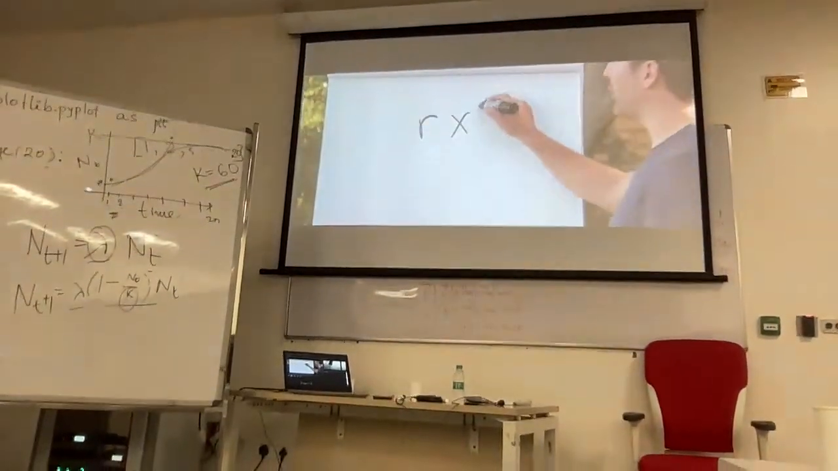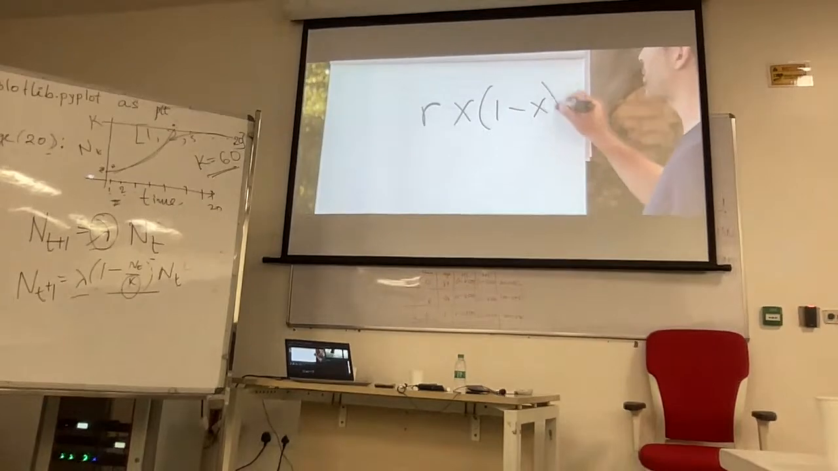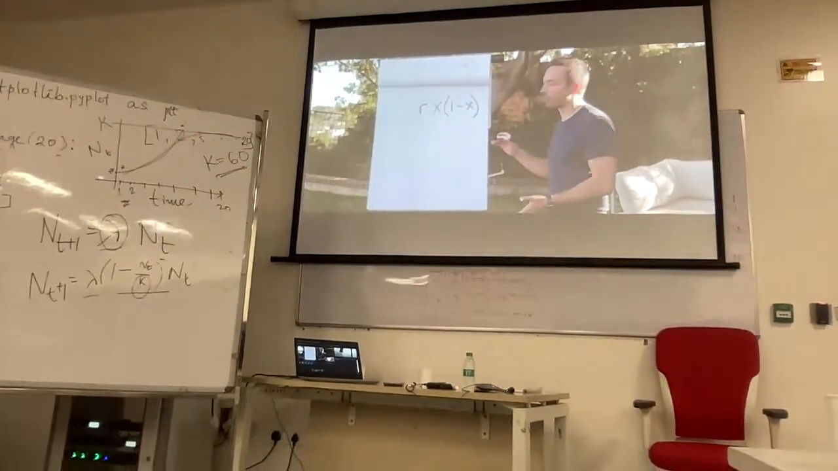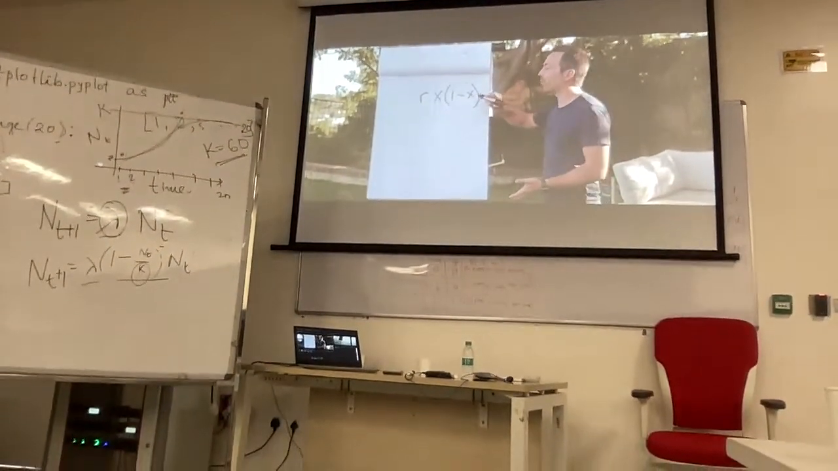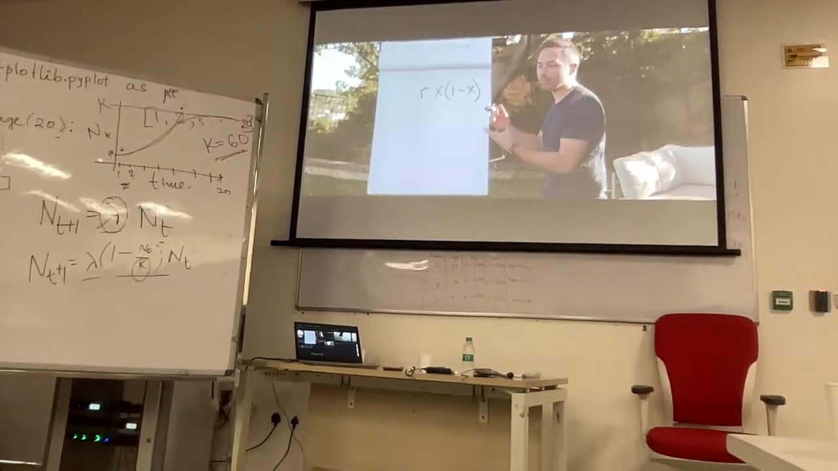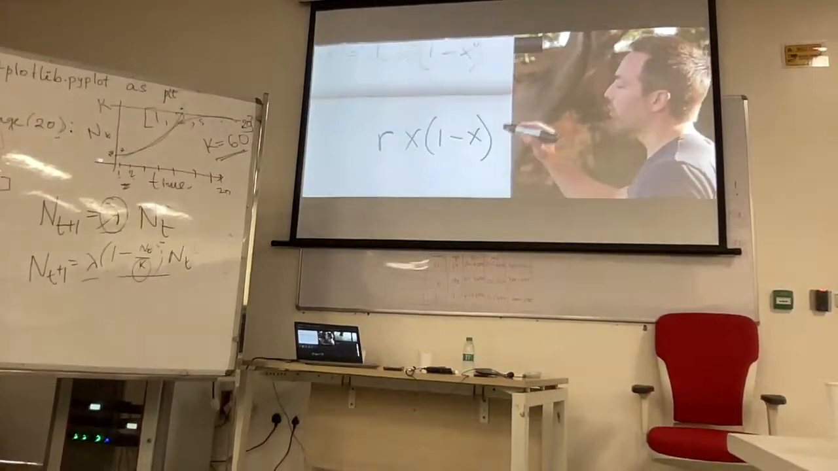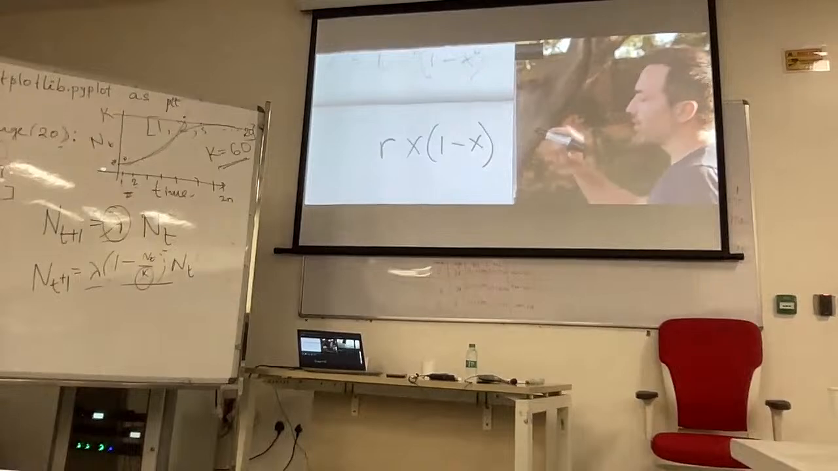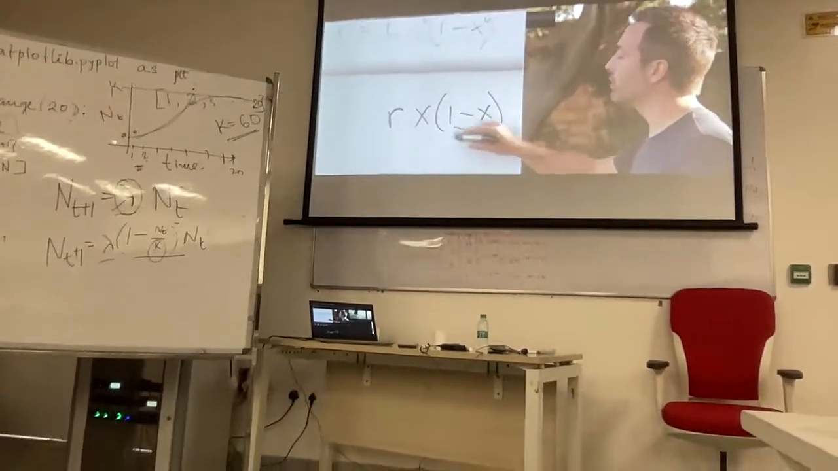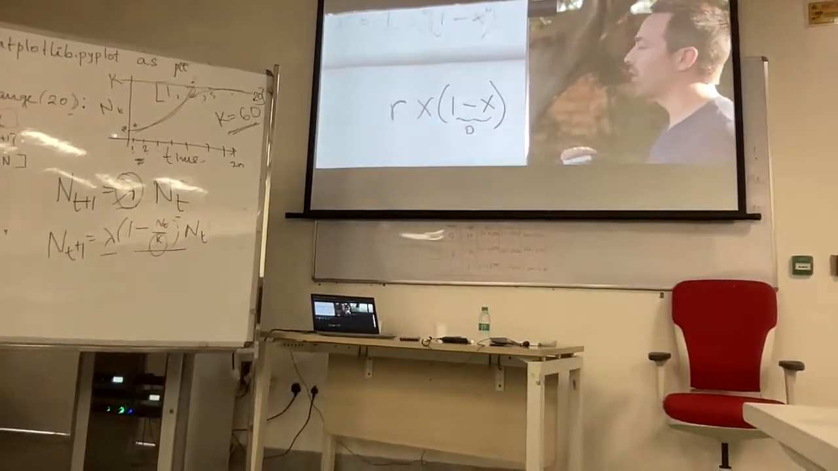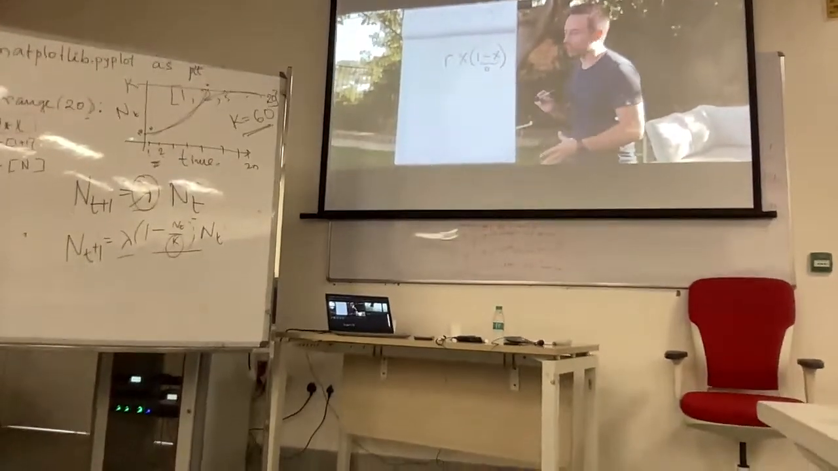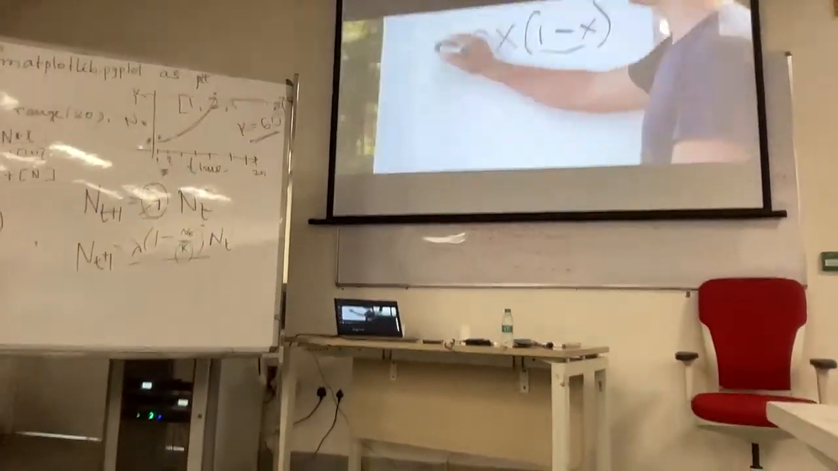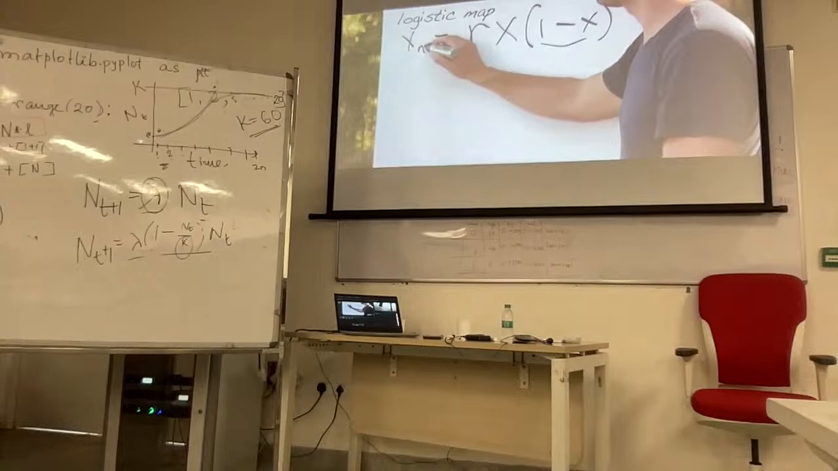So I can add the term 1 minus x to represent the constraints of the environment. And here I'm imagining the population x is a percentage of the theoretical maximum, so it goes from 0 to 1. And as it approaches that maximum, this term goes to 0, and that constrains the population. So this is the logistic map.